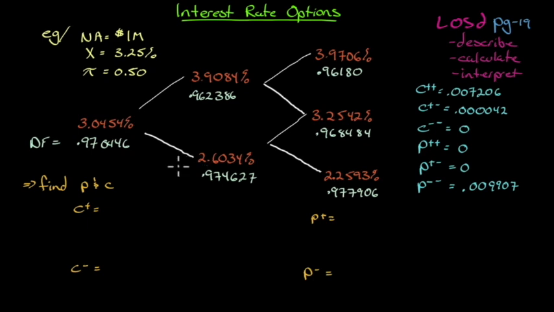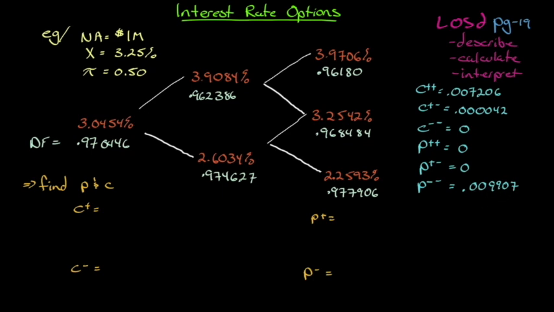So to figure out our C plus plus, C plus minus, C minus minus, notice that the strike price is 3.25. Here we're at 3.97, so it's 0.72 expressed as a decimal. This is expressed as a percentage, but expressed as a decimal it will be 0.007206. And we did the same thing over here, 0.000042. That's a 0. We just did the 3 C's. And then the P's, this would be 0, because it's over 3.25, and this would be 0.009907.